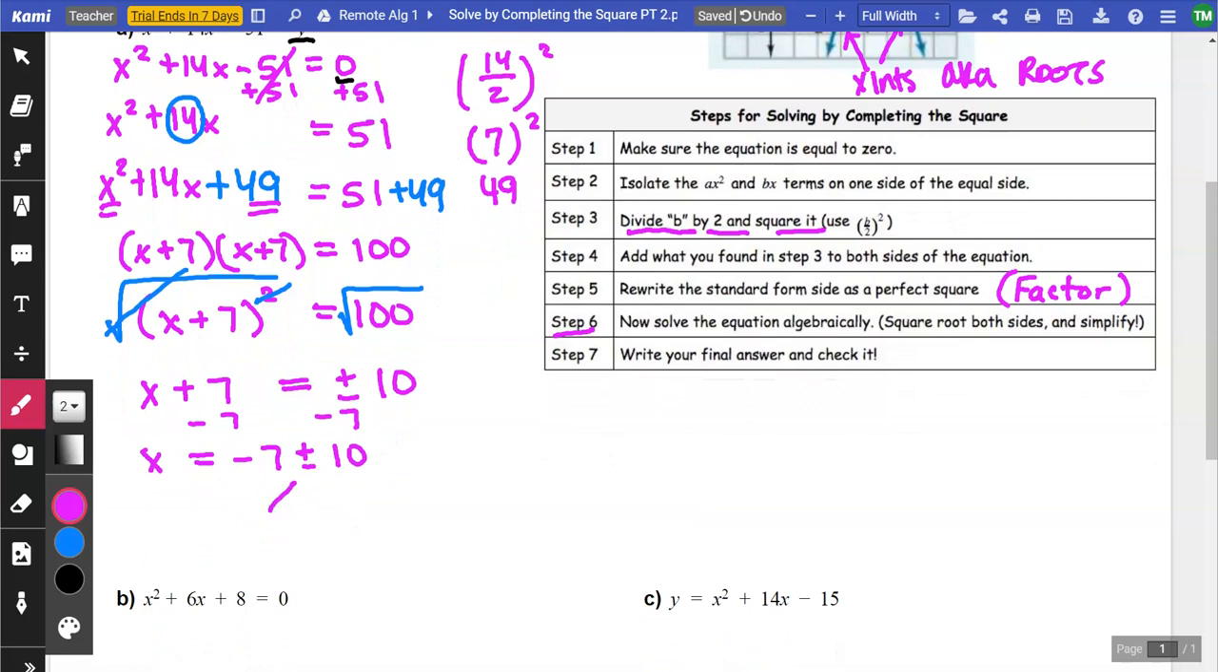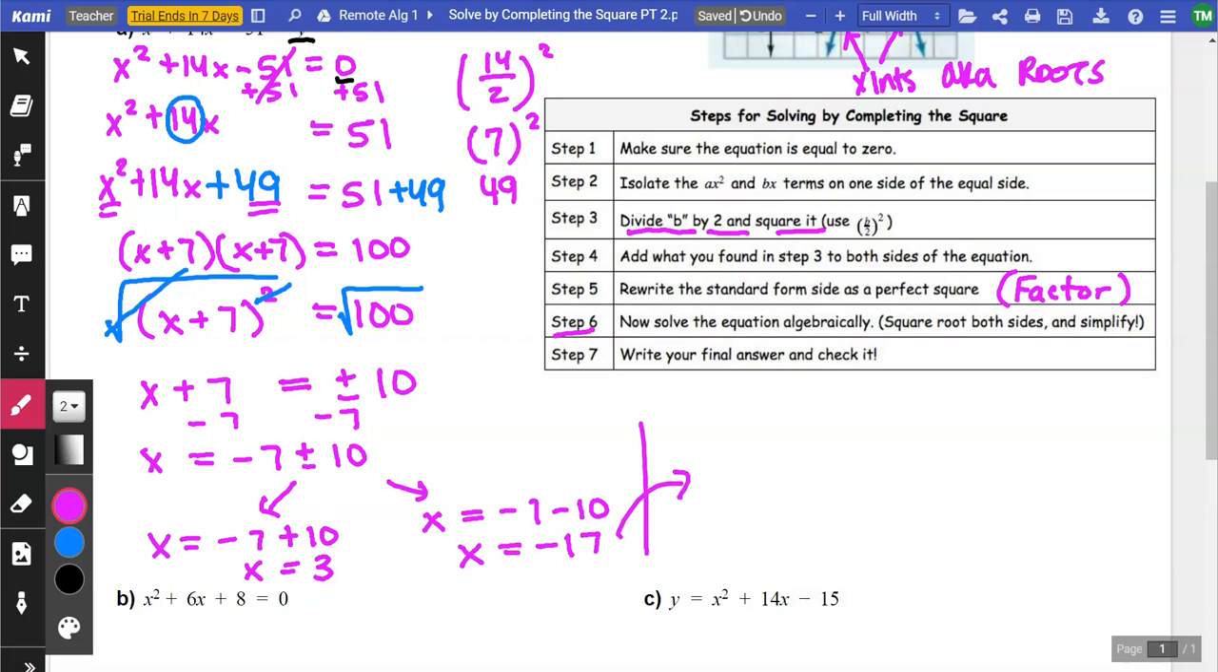I can split this into 2. I get x is equal to negative 7 plus 10, and x is equal to negative 7 minus 10. So x is equal to 3, and x is equal to negative 17. So then my answers are x equals 3 and negative 17.